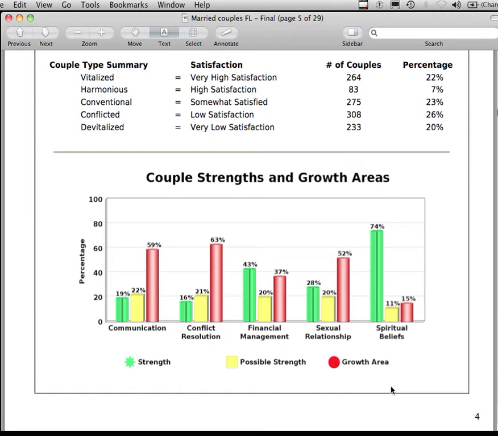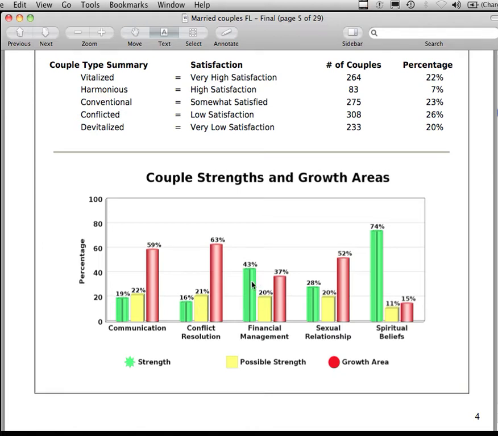Now we do break down some of these core scales in the checkup: the percentage of couples that had this area as a strength, the percentage that had it as a possible strength, and the percentage that had that topic as a growth area. And this is a pretty dramatic graph, which you can see. 59% of these couples had communication as a growth area. Only 19% were feeling really positive about the way they communicated. Conflict resolution's even worse. 63% growth area, only 16% strength, 21% possible, kind of in the mid-range there.